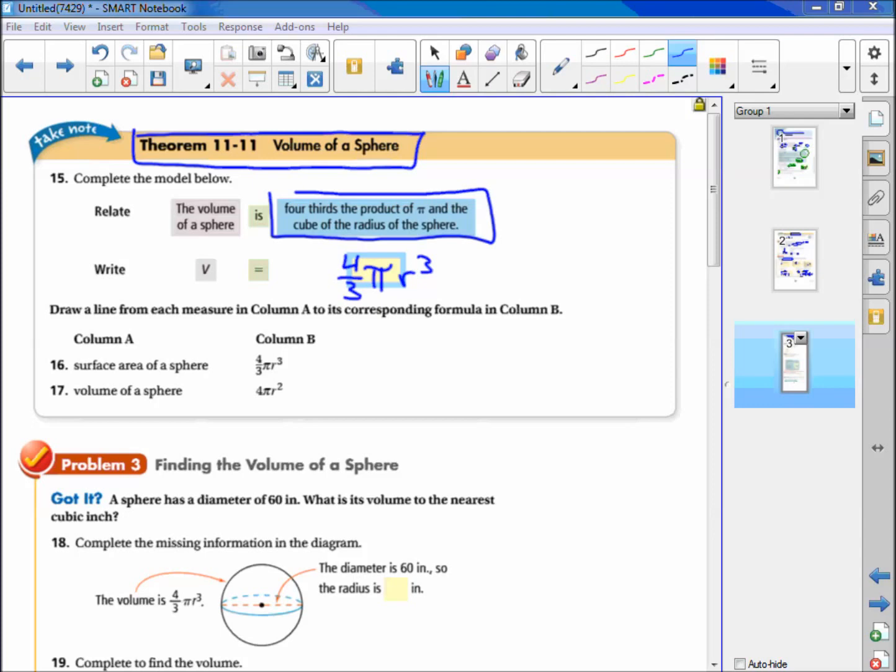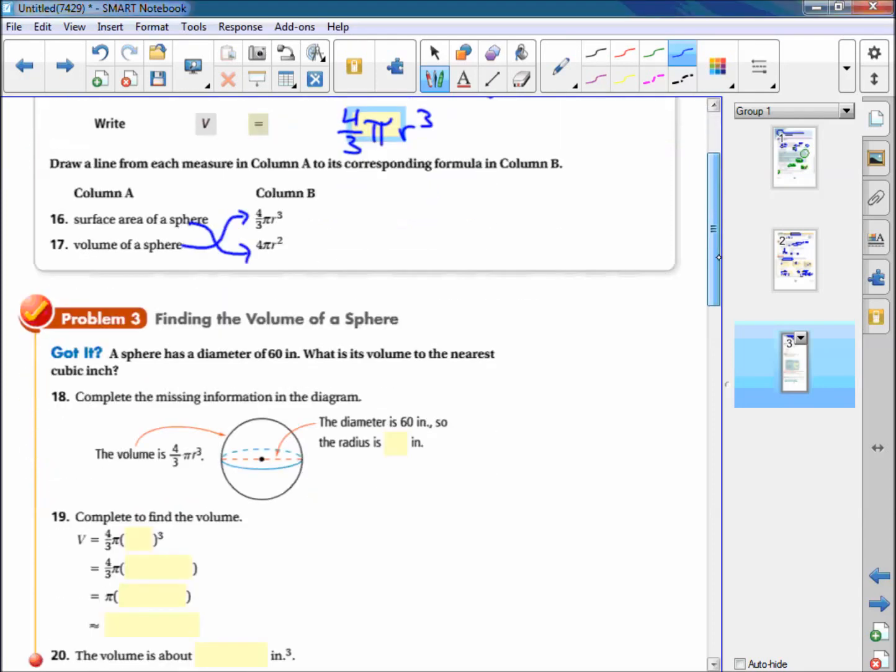Okay. Draw a line from each measure in column A to the corresponding formula in column B. So we just learned volume of a sphere. That's the 4/3 pi r cubed. And then the surface area of a sphere is 4 pi r squared. Now, next time in class, I'll show you some videos about how they came up with these.